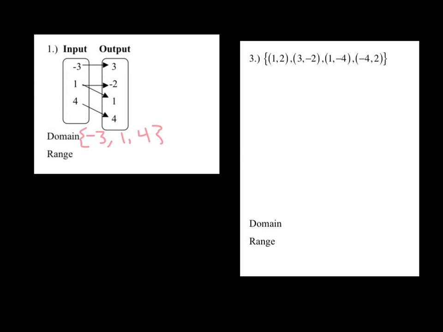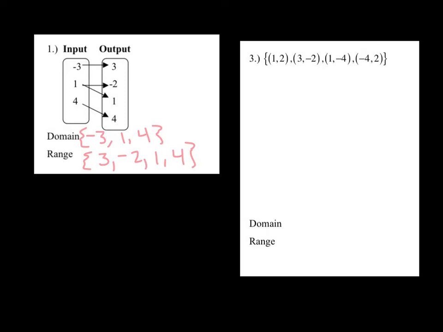But the range then will be 3, -2, 1, and 4. That's all you guys are doing, just identifying what are your input values, what are your output values. There's, again, different representations. You can identify it if they're giving you a diagram, if they're giving you a graph, if they give you an equation. But if they give you a list, it's just a matter of listing out each set.